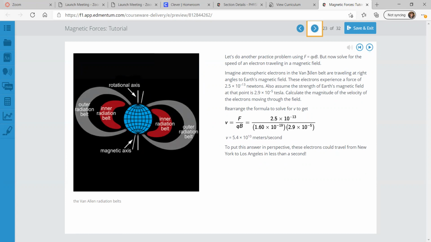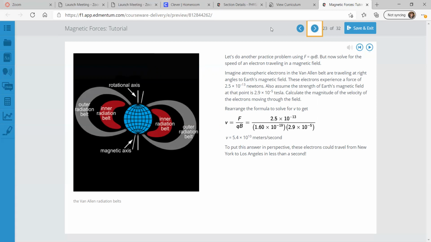So we take F equals QVB and we rearrange it because we're trying to figure out the velocity. And if you plug everything in, you wind up with V equals 5.4 times 10 to the 10th power meters per second. To put this answer in perspective, these electrons could travel from New York to LA in less than a second.